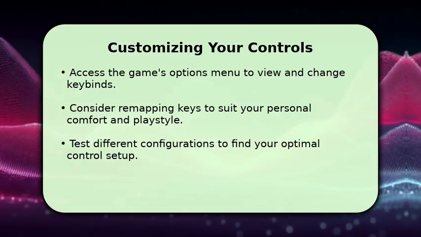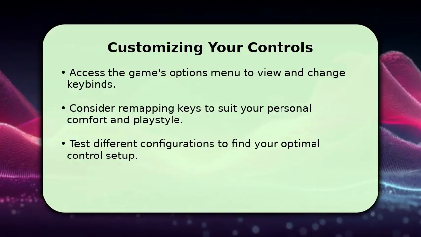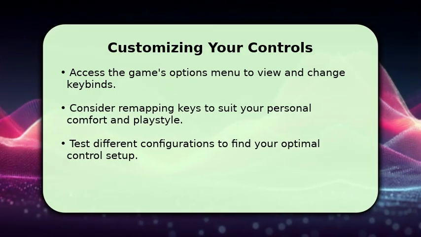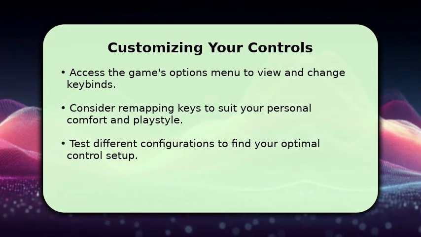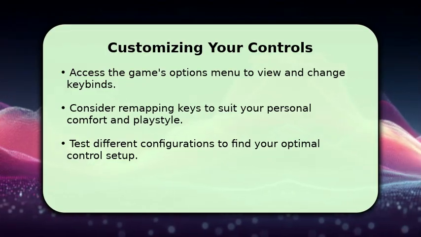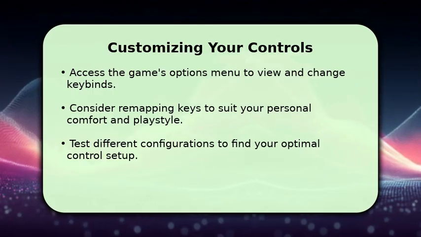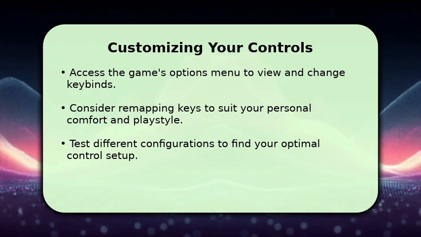Geometry Dash offers flexibility in customizing your controls to enhance your gameplay experience. Navigate to the game's options menu, usually found on the main screen, to access the control settings. Here, you can see the default keybinds and remap them to keys that feel more natural or comfortable for your hands. For example, some players prefer using the W key instead of the up arrow. Spend some time experimenting with different configurations to discover what works best for you.